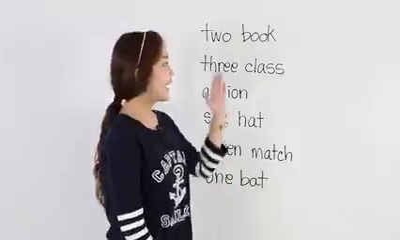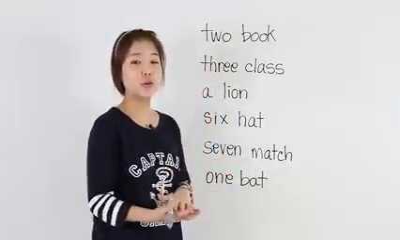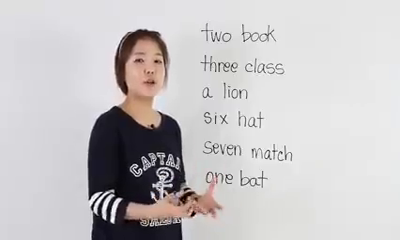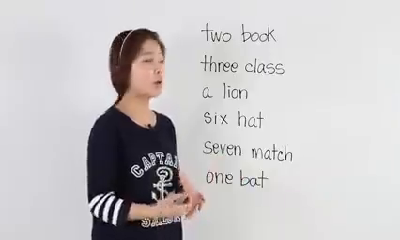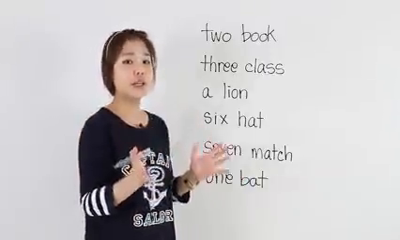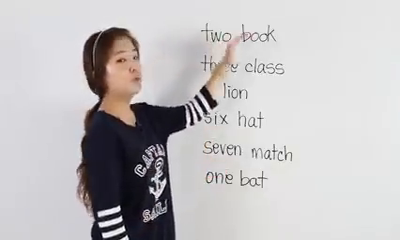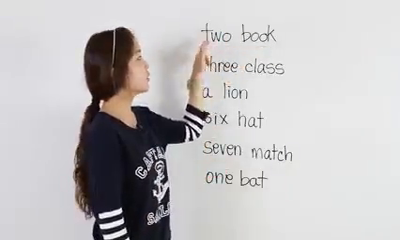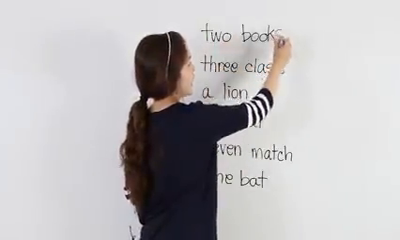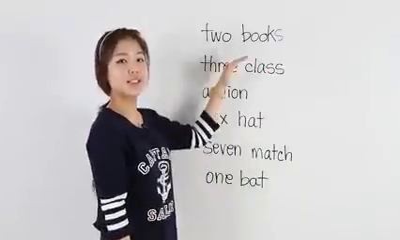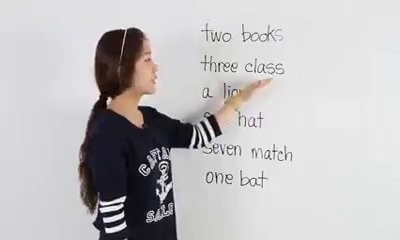On the board, I have some nouns. Some are singular and some are plural. We have to decide together if we should put s or es or make them singular. Okay, so you have to listen carefully and remember what we learned in this video. Okay, two books, right? This is plural. There are two. Two books. We have to put an s. Two books.